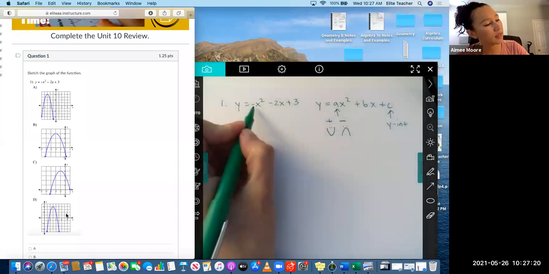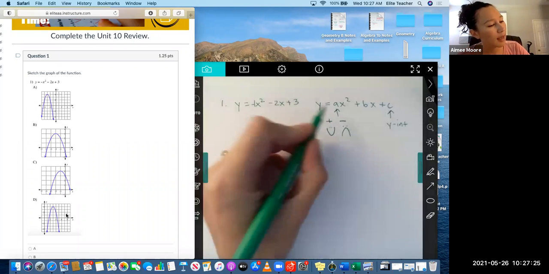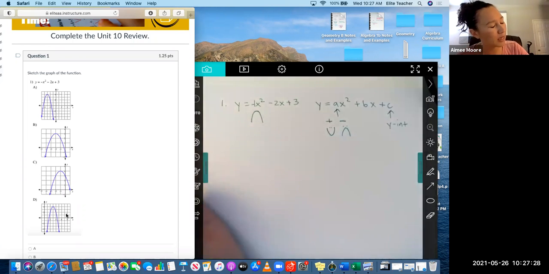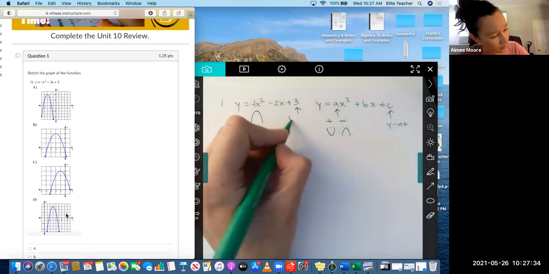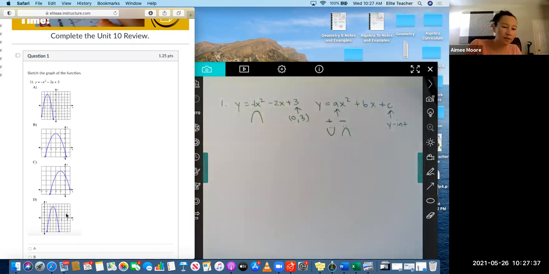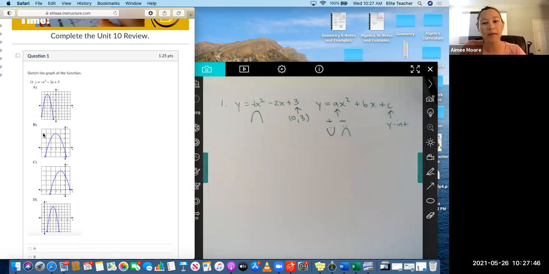So looking at y equals negative x squared minus 2x plus 3, a is negative 1, which means our graph is opening down. And then our c, which is our y-intercept, is 3. So it crosses the graph at (0, 3) and opens down. So which one of these opens down and crosses the y-axis at 3? A, B, C, or D? You can send it to me in the chat if you want to.